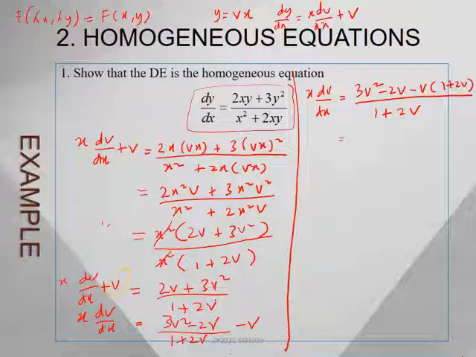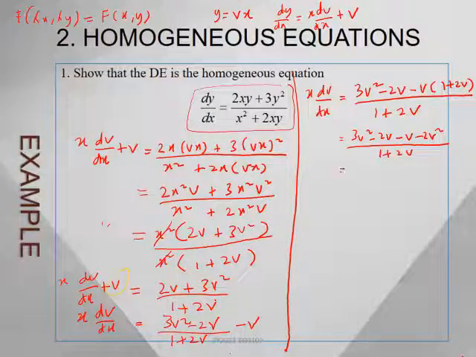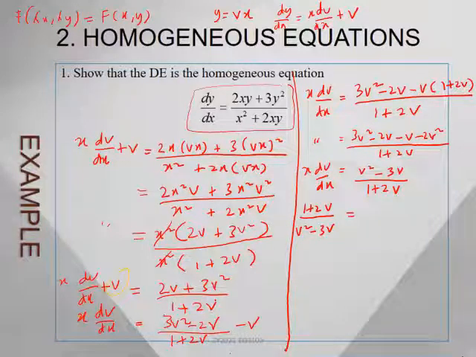So next we simplify it. So 3v squared minus 2v minus v, minus 2v squared, divided by 1 plus 2v, equals v squared minus 3v divided by 1 plus 2v. So here we continue, dv over dx. So we can separate it now. It will be 1 plus 2v divided by v squared minus 3v dv equals 1 over x dx.